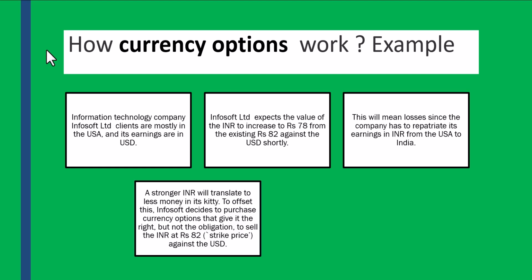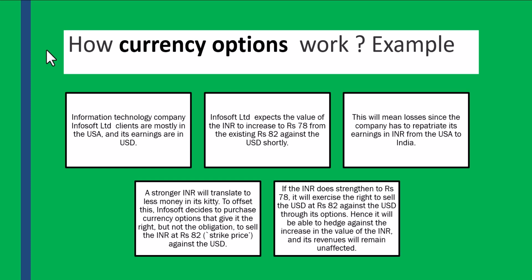Since the company has to repatriate its earnings from the USA to India, a stronger INR will translate into less money in its kitty. To offset this, Infosoft decides to purchase currency options, which give it the right, but not an obligation, to sell at the INR 82 strike price. So they are entering into an options trade and selling the dollar in advance at 82 through the stock exchange, because they expect the rupee to go to 78 by the time they bring the money to India. They have sold the dollar, which means they have bought a put option.